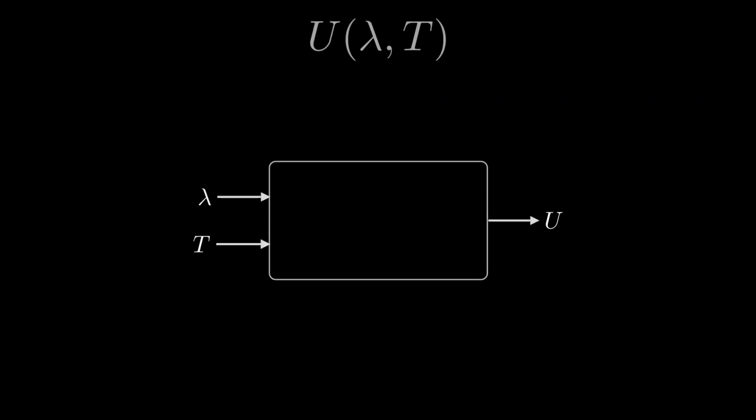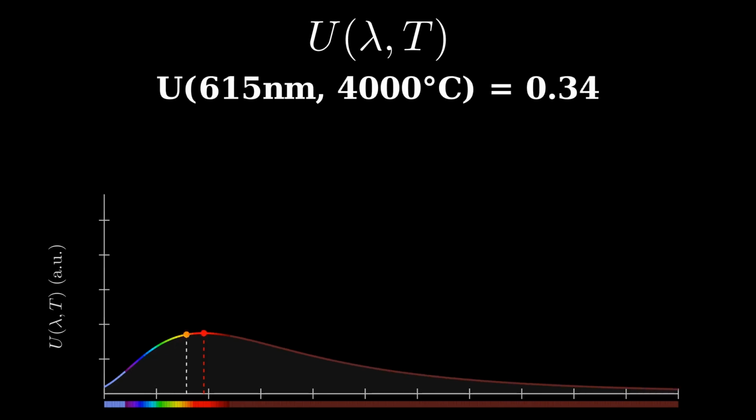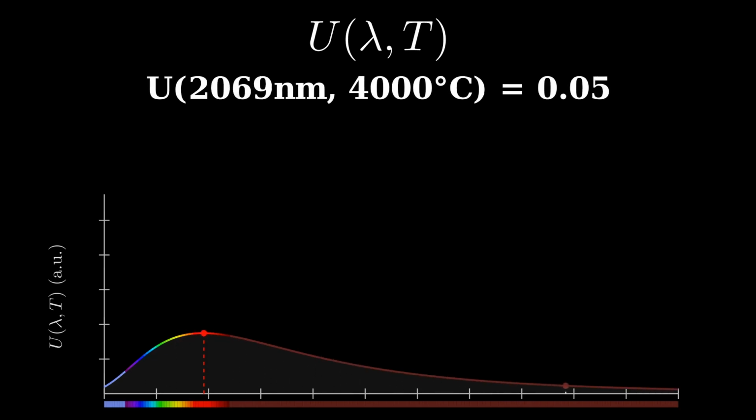Physicists such as Kirchhoff predicted that there must exist a function that takes in two inputs, the wavelength lambda and the temperature T, and returns the energy density U. What this means is that if we fix a temperature, for example an object at 4000 degrees, we can plot a curve showing how the energy density varies with wavelength.